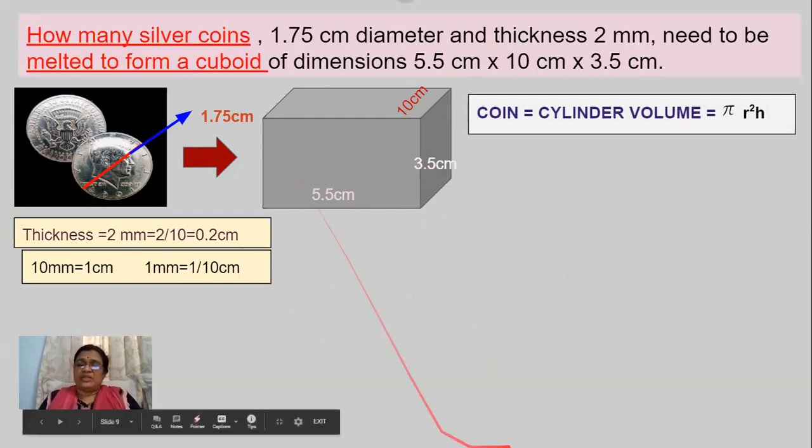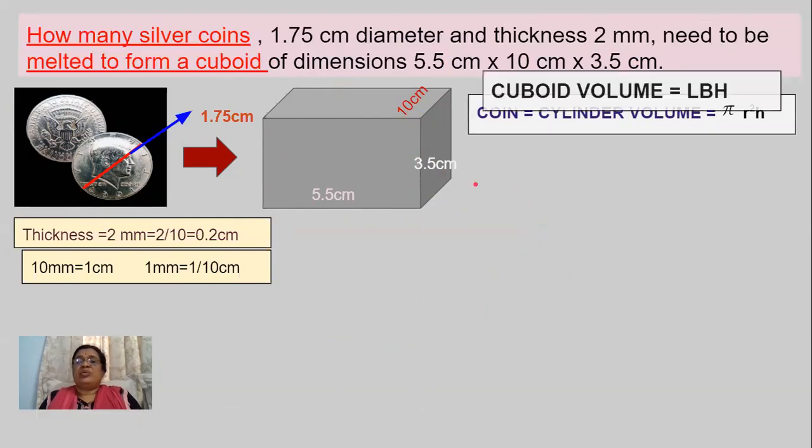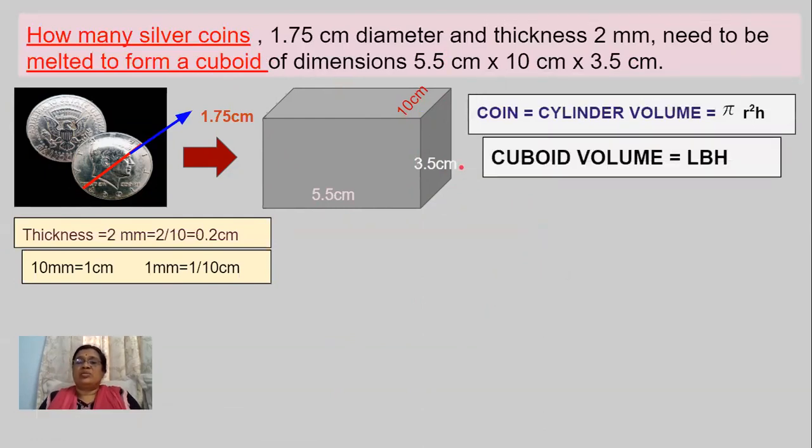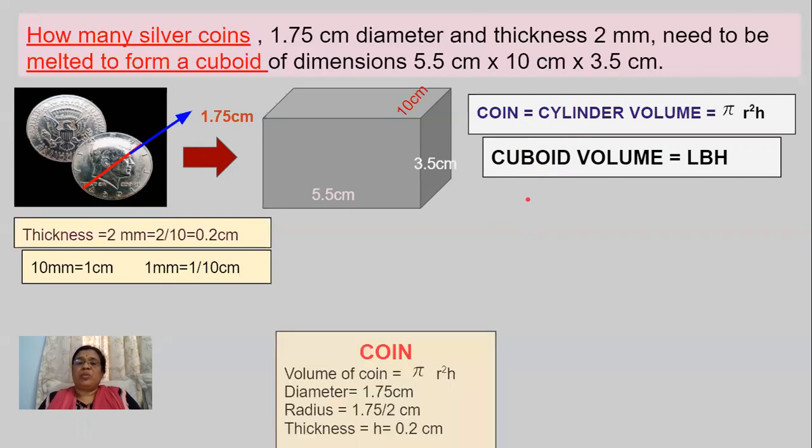Here the volume is pi r square h. And one more, cuboid: some coins, you don't know the number of coins, how many coins you need to prepare a cuboid like this. The number of coins you don't know. One coin's shape is in the form of a cylinder. The cylinder volume I have taken, and you know the volume of a cuboid is equal to LBH. These two volumes you have to know.